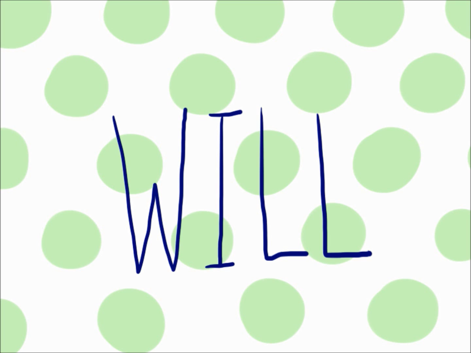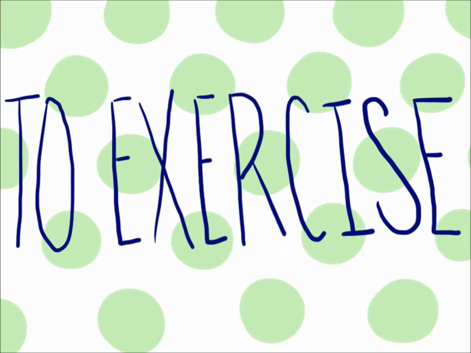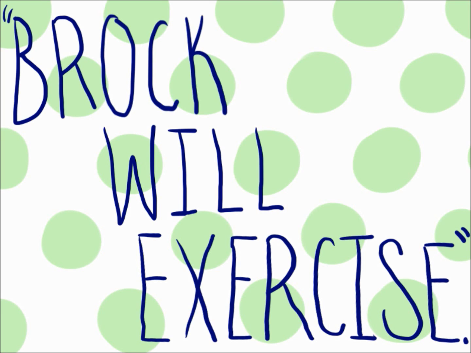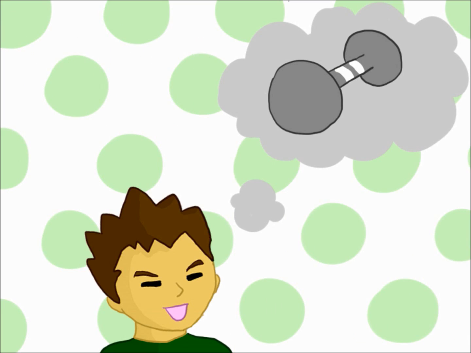And here's how you do it step by step. First, take an infinitive. Take the infinitive "to exercise." Then take away "to" and replace it with "will" instead. Will exercise. Add I, a noun or pronoun, to the beginning of the verb. Brock will exercise. And if you would like, add something to the end to estimate how long or possibly when the action will take place. Brock will exercise later.